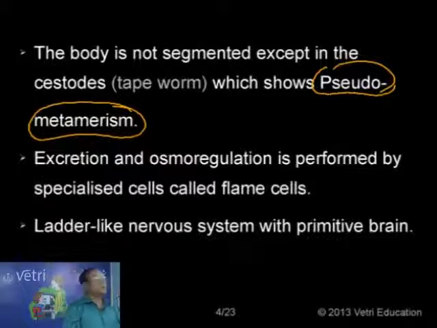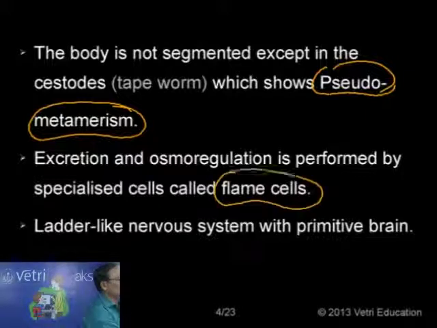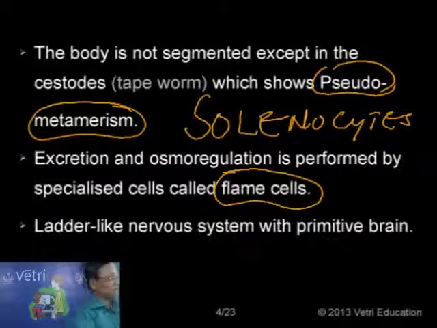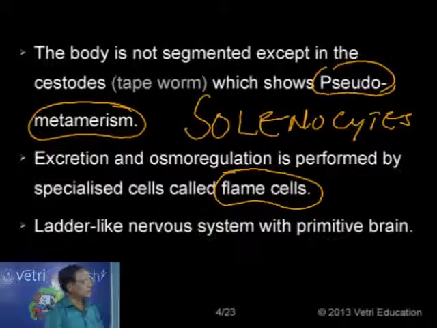Then, for each category of the invertebrate group, we have some peculiar characters. For cnidarians, we have the stinging cells, nematoblasts. For sponges, we have the choanocytes and canal system. And likewise here, a peculiar type of cell is formed, called the flame cell or solenocyte. They have specialized cells, the flame cells, for excretion, and these cells are also called solenocytes. So the flame cells are the organs of excretion in the case of tapeworm.